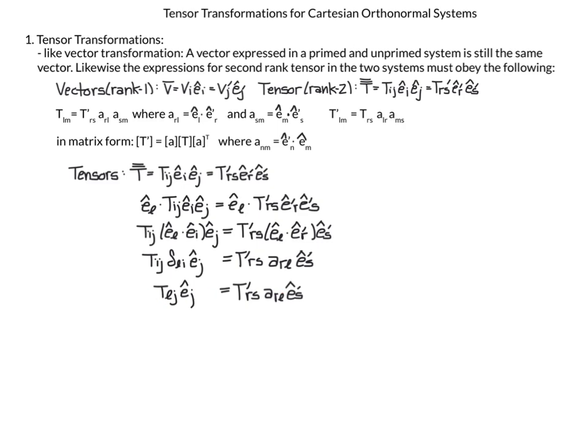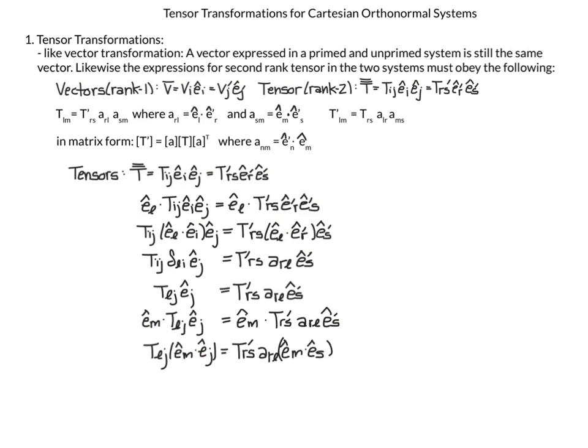We can multiply again, or dot multiply, by another basis vector. So we will multiply by e_m. Again, we're going to do the same trick, another basis vector in our unprimed system. So multiplying both sides by the bases. Again, we can pull out our scalars, our T sub Lj and our T prime of Rs, and then we can group our two basis vectors together here, and here we group our two basis vectors together.